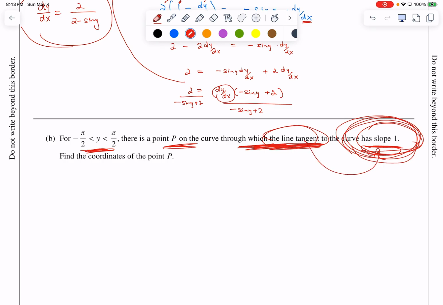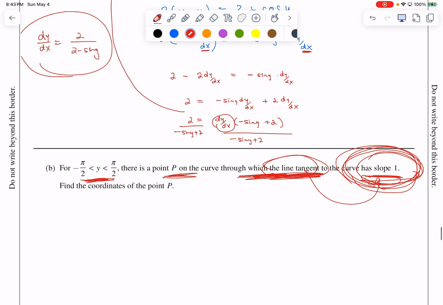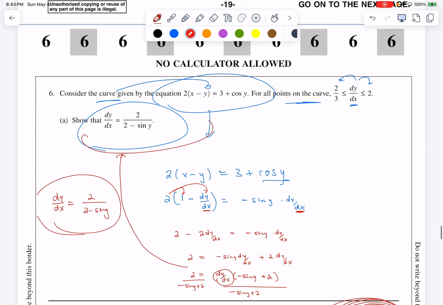So what do you want to do? Yeah. What do you want to do? Says something equal to 1. Yes, what do you set equal to 1? We're almost there. Not the tangent line, but the slope of the tangent line. What's the slope of the tangent line in this problem? 2 over 2 minus sine y. That. You have the derivative.